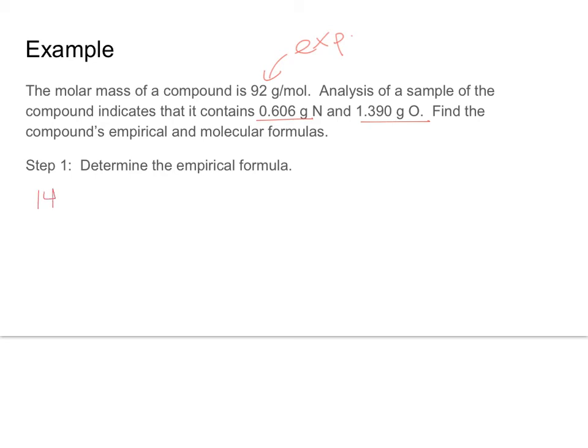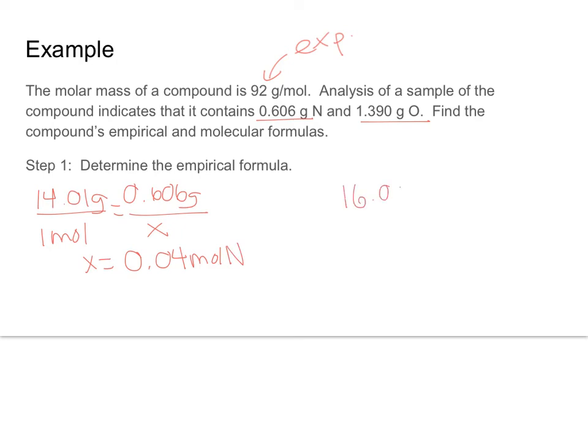I know the molar mass of nitrogen is 14.01 grams per 1 mole. I have 0.606 grams, and I want to figure out how many moles that is. When I solve, x is going to equal 0.04 moles of nitrogen. I'm going to do the same thing for my oxygen. The molar mass of oxygen is 16 grams per 1 mole. I have 1.390 grams. I want to figure out how many moles that is, and if I divide it, I get 0.08 moles of oxygen.